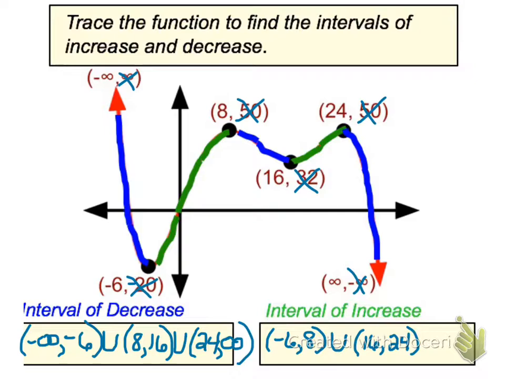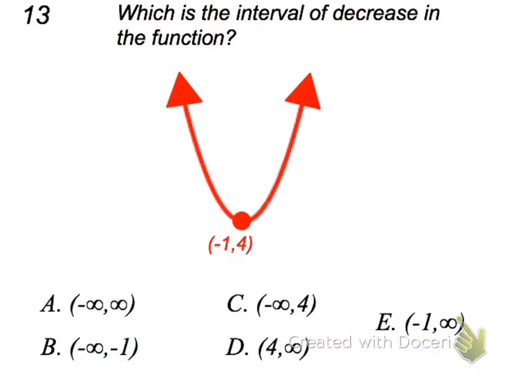So let's take a look at a few multiple choice examples. Which is the interval of decrease in this function? Well, that's from here to here. And again, folks, you're capturing all the x values on the left. So it's going to be -infinity to -1, which is letter B.